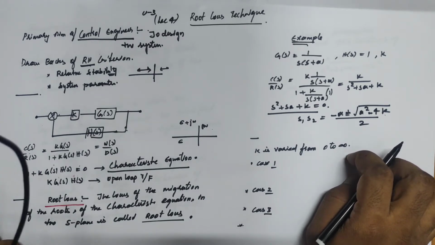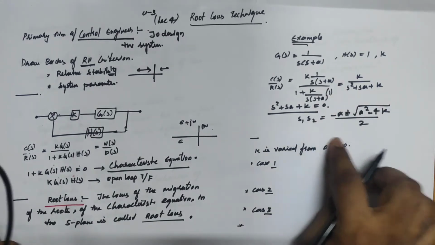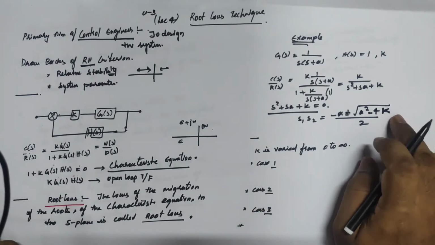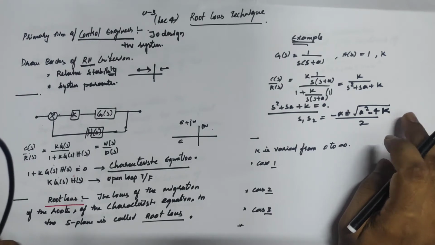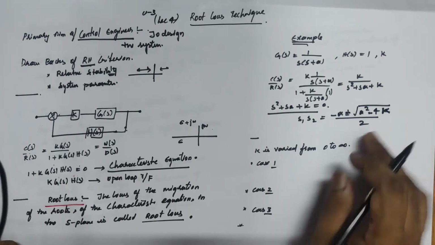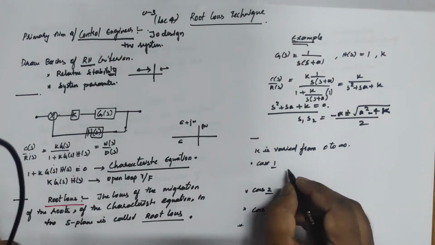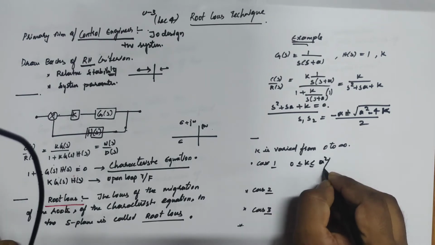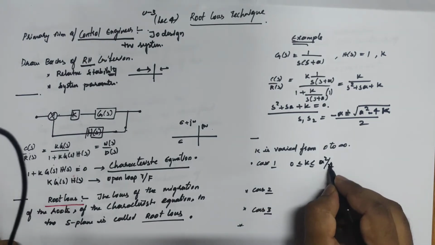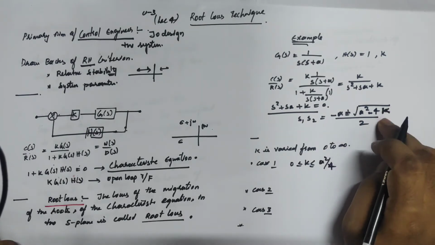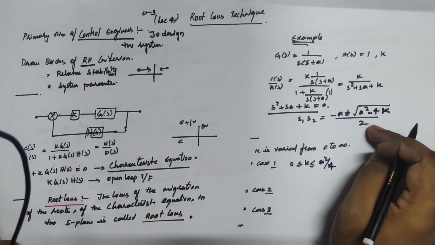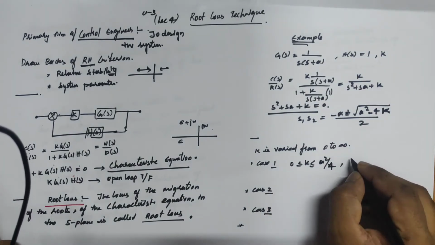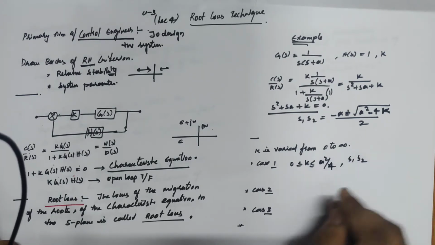Now, I have a variable k, my gain variable, and I want to vary this k. From the viewpoint of varying k, I take three cases. For example, k is varied from 0 to less than a square by 4. If I substitute k equal to a square by 4, this entire root term becomes 0. That is a set point. That means from 0 to a square by 4, my roots will be real and unequal.